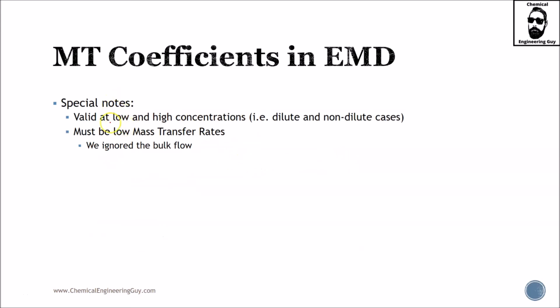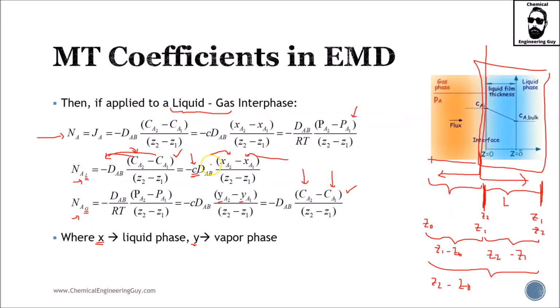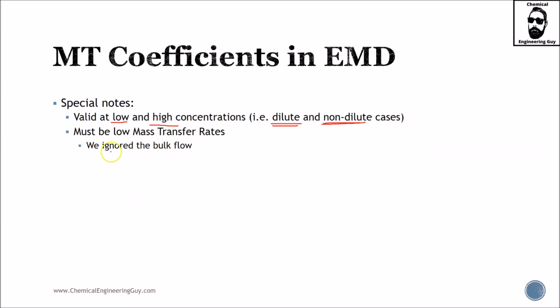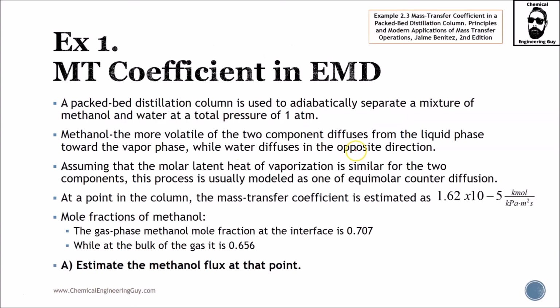Special notes, this is valid at low and high concentrations, meaning that we can apply this to dilute cases and non-dilute cases or concentrated cases. The problem right here is that the mass transfer rate has to be low in order for this to be valid. Remember, for mass transfer or diffusivity, we assume that the bulk flow contribution must be low, meaning that the velocity of the bulk must be low. So we can apply molar flux of A equals molar flux of A according only to molecular diffusion. And let's continue now with some problems.